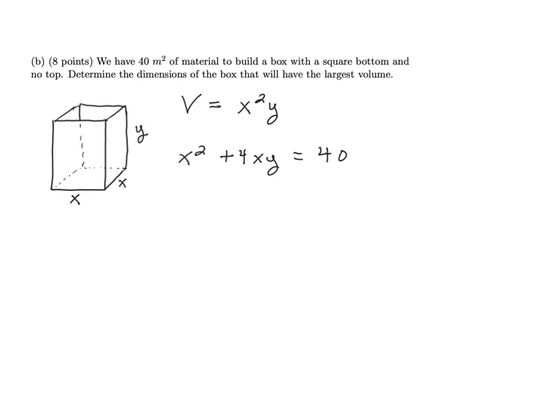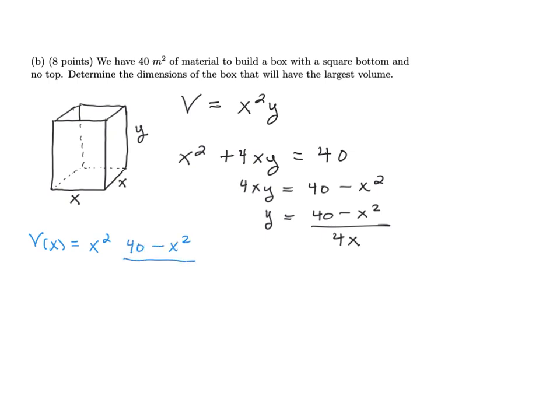This is all I need to solve this problem. I can solve this for y. It'll be in terms of x. I can put that here. That will allow me to continue with this problem. To solve for y, I'll subtract x squared and divide by 4x. So we have that 4xy is equal to 40 minus x squared. And if you divide by 4x, you get 40 minus x squared over 4x. This allows me to write my volume function as a function of x. It is x squared, and then y is 40 minus x squared all over 4x.